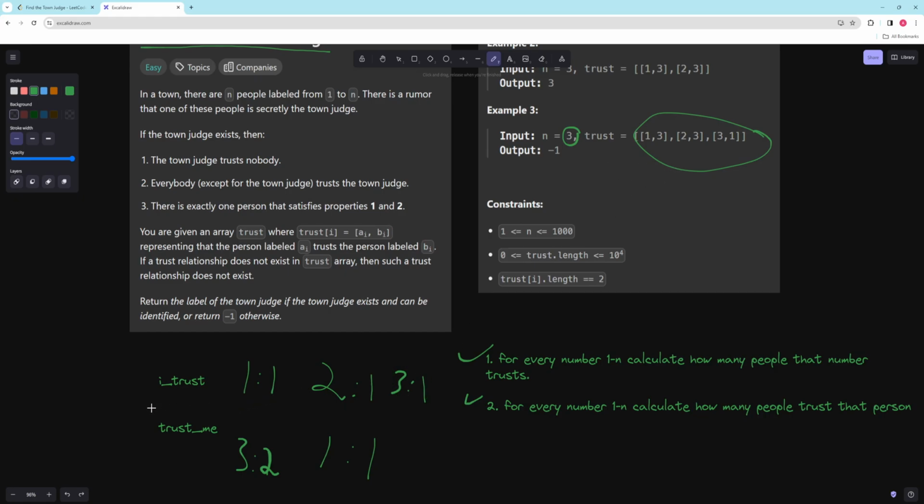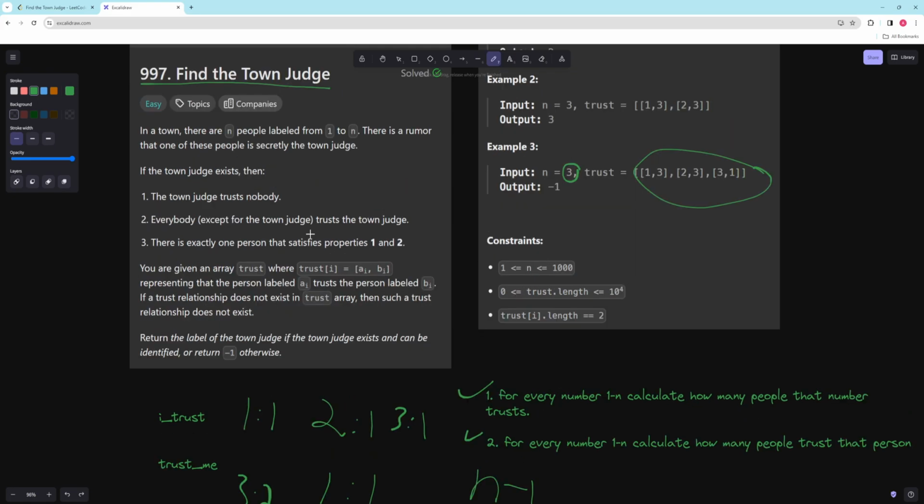You basically just make these 2 lists of people I trust and people who trust me. And then you look for a person who n-1 people trust, right? So for this person, the people who trust that person should be n-1, and that person should not trust anyone. And if you do find that one, then you will return it. Otherwise, you will return -1.